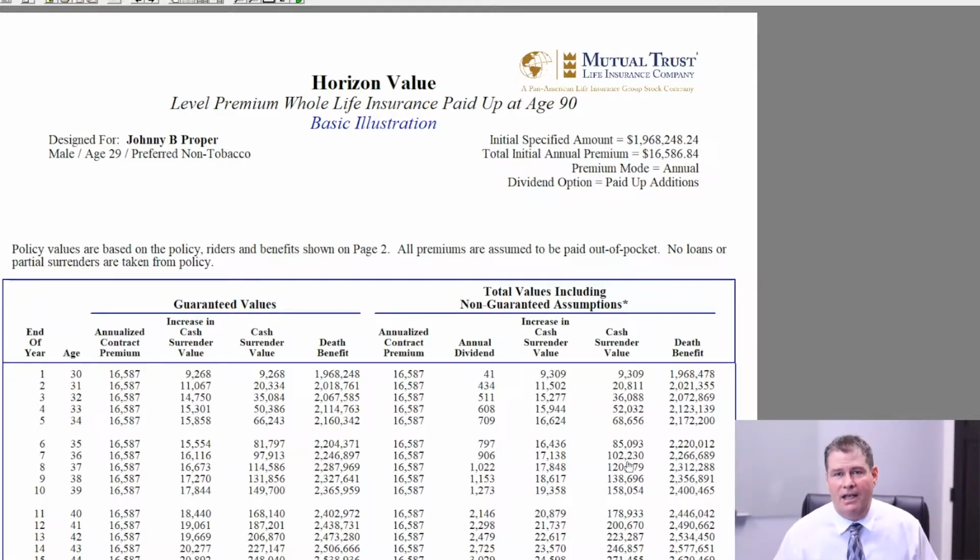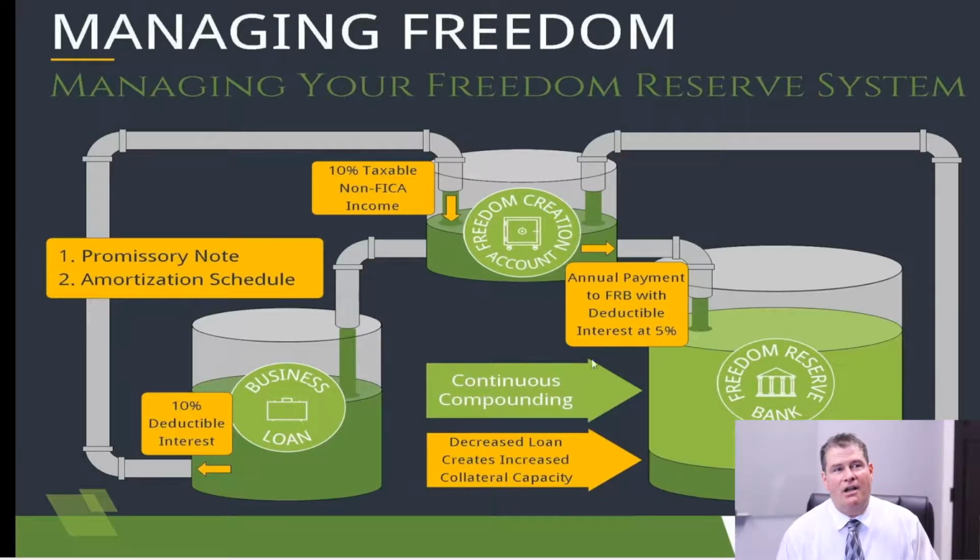So here's the ideal way to set up a loan repayment plan. It shows this system talking about an annual payment to the Freedom Reserve Bank with deductible interest at 5%. What you should do is you really should pay this loan back annually. You don't need to pay the insurance company every month. You should set up so your business is paying you every month. See, this business, you can do that through an automatic transfer. It just transfers from your business account as a loan repayment to your Freedom Creation account. See, that didn't involve the insurance company at all.